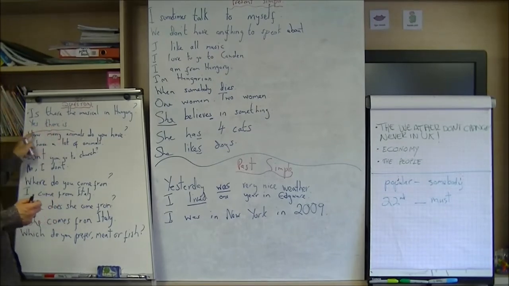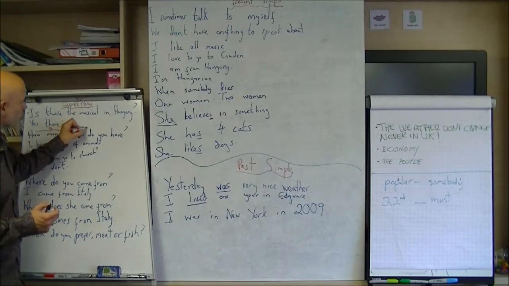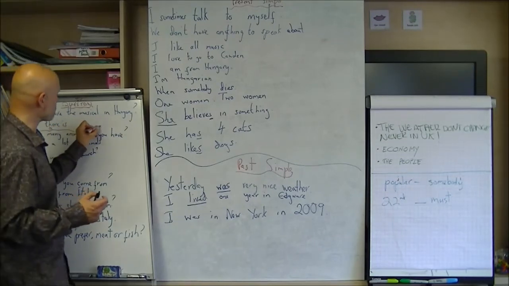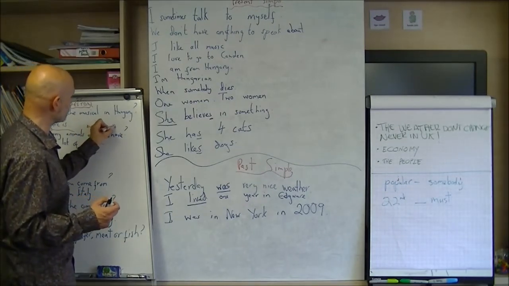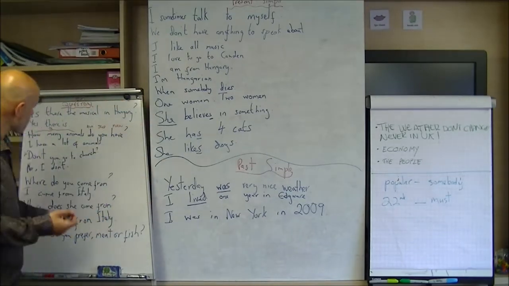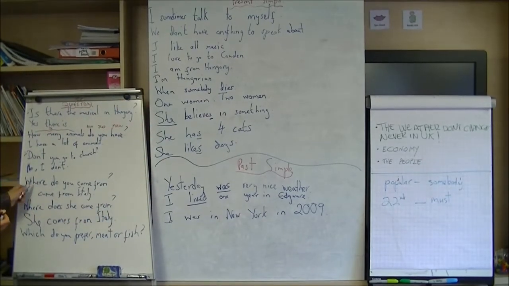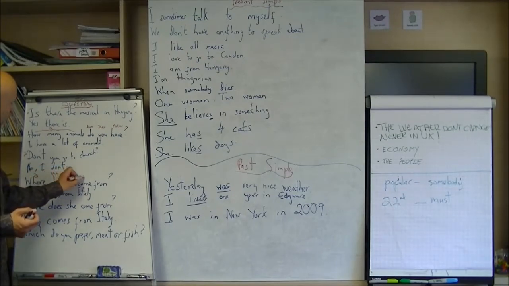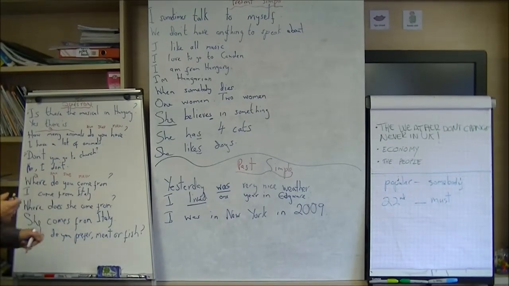Question words. So this one, how many animals, followed by an auxiliary verb, a subject, and a main verb. This is a really good way of asking questions. How many animals do you have? Well, I have a lot of animals. Where do you come from? Question word, auxiliary verb, subject, and the main verb. Well, I come from Italy.